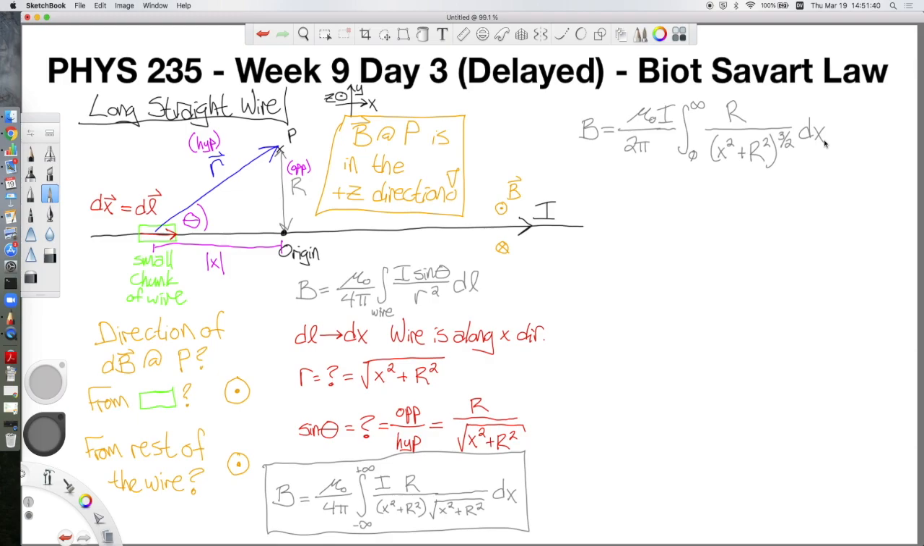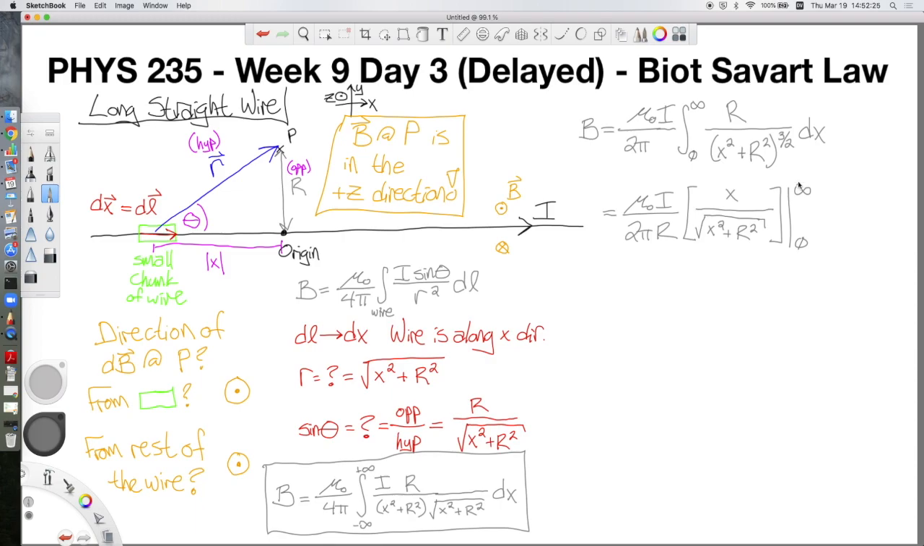And this does not look like a fun integral to do by hand. I'm sure it's possible, but just trust that the result I'm about to give you is valid, and you will have mu naught I over 2 pi r times the quantity of x over the square root of x squared plus r squared being the result of that integration in there. And this will be evaluated from 0 to infinity.